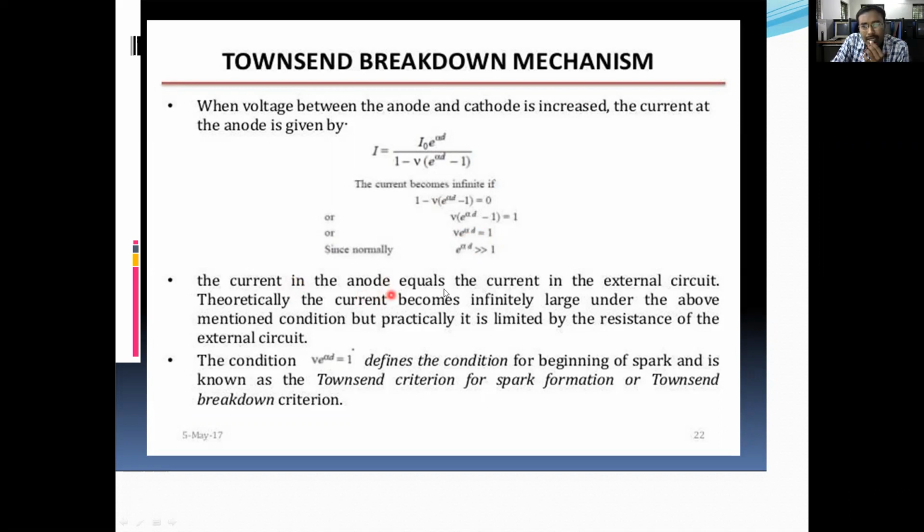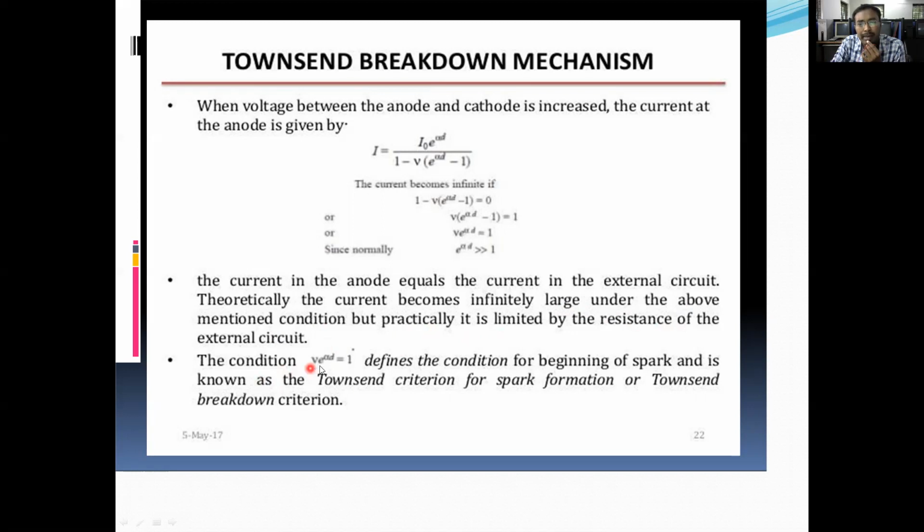The current in the anode is equal to the current in the external circuit. Under breakdown condition, whatever current is supplied by the source is equal to the current flowing through the dielectric material. Theoretically the current becomes infinitely large under the above mentioned conditions, but practically it is limited by the resistance of the external circuit. So we use an external current limiting resistor to limit the current.